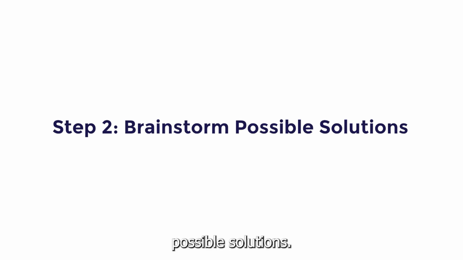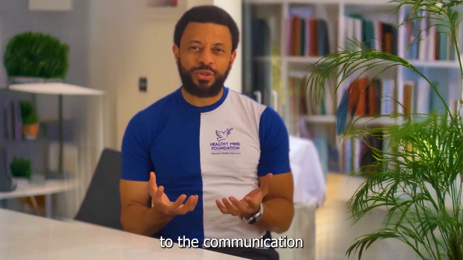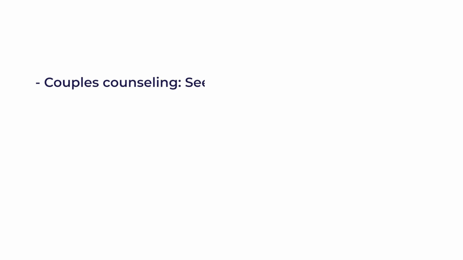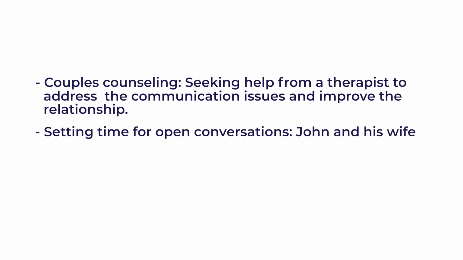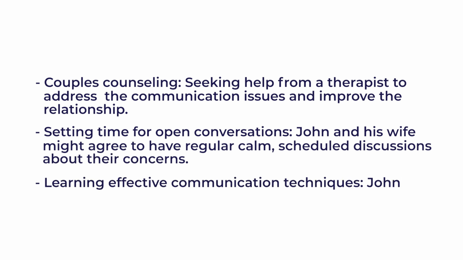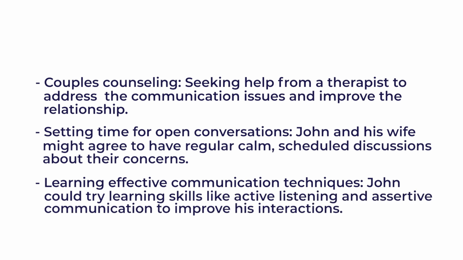Step 2. Brainstorm possible solutions. Help John brainstorm possible solutions to the communication problems in his marriage. Some options might include couples counseling, seeking help from a therapist to address the communication issues and improve the relationship; setting time for open conversations, where John and his wife might agree to have regular, calm, scheduled discussions about their concerns; and learning effective communication techniques. John could try learning skills like active listening and assertive communication to improve his interactions.